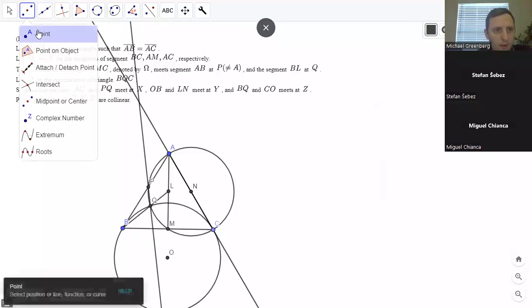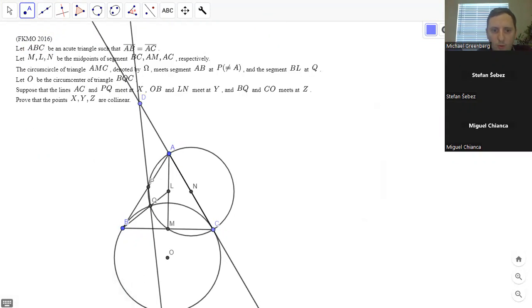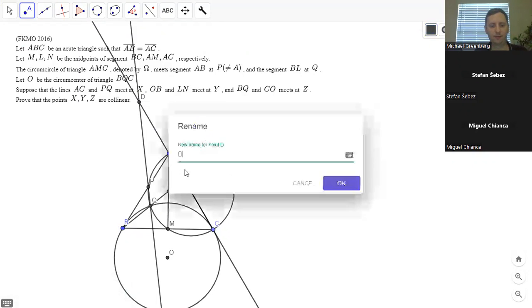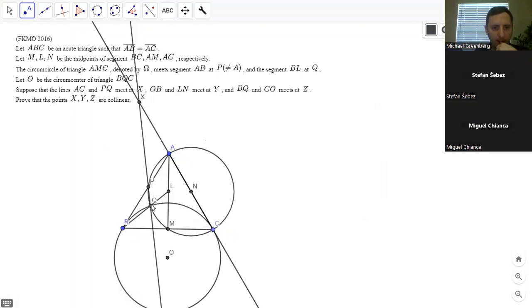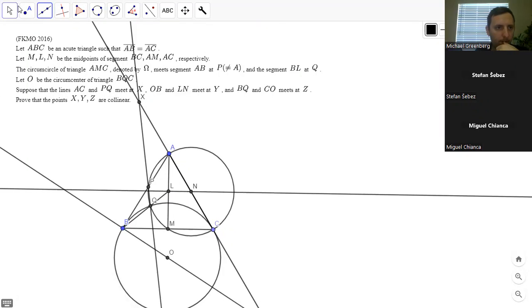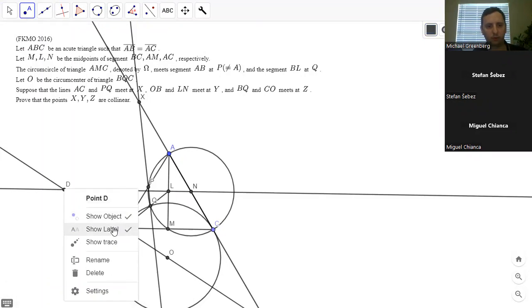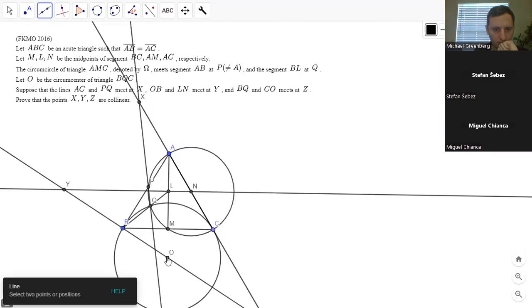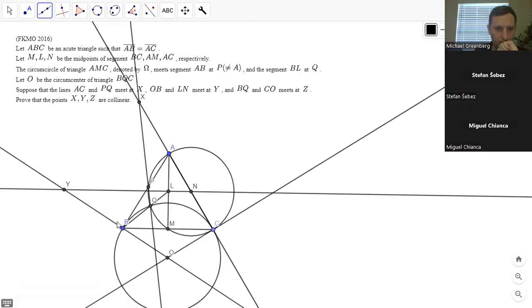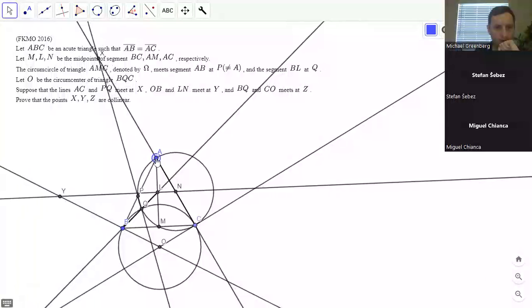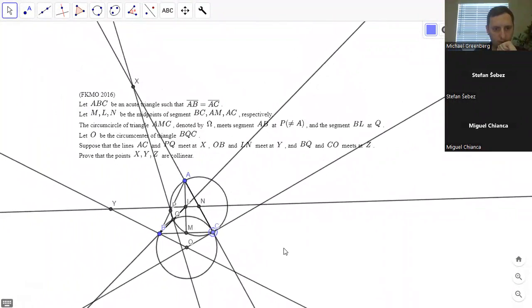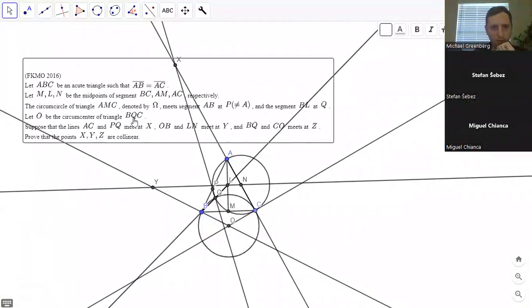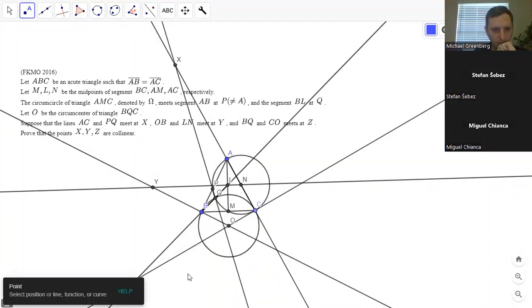It's a weird problem. OB and LN meet at Y. So LN is the mid segment of the triangle. And BQ and CO meet at Z. Interesting. Those intersect very far away the way I drew the diagram. But let me see if I can shrink things so it's not so far away. So that would be X, Y, and this would be Z down here.